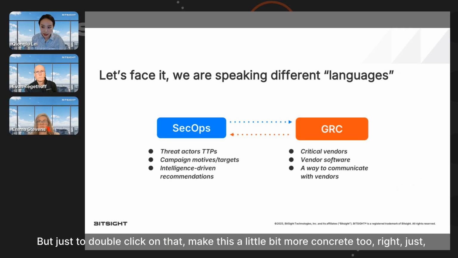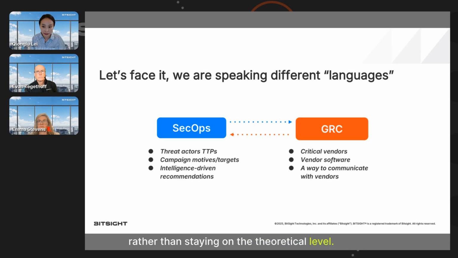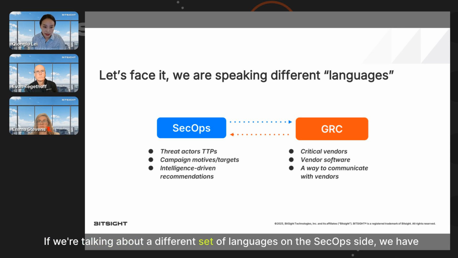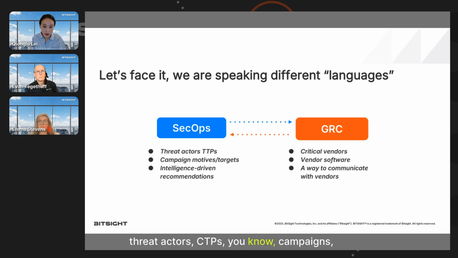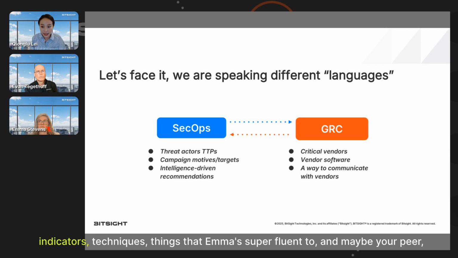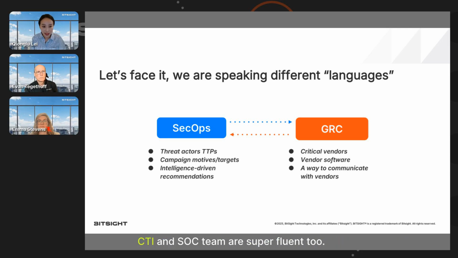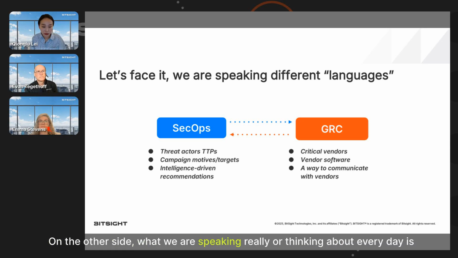But just to double click on that and make this a little more concrete, rather than staying at the theoretical level. If we're talking about a different set of languages, on the SecOps side we have threat actors, TTPs, campaigns, indicators, techniques, things that Emma is super fluent in, and maybe your peer CTI and SOC teams are too. On the other side, what we are thinking about every day is vendors, tiers, contracts, compliance requirements, and things like that. Both perspectives are super valid. It's just a question of whether they're naturally connected.